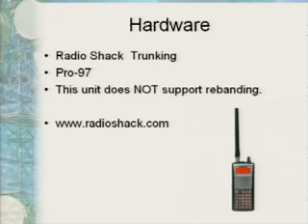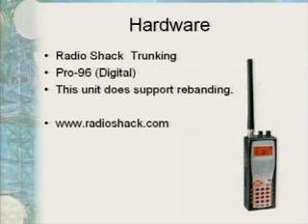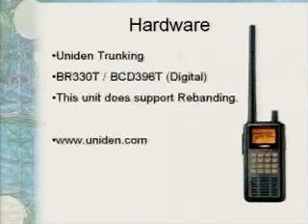Then we want to talk a little bit about hardware and what that means. This is one of the Radio Shack scanners. It's a trunking, it's a Pro 97. It's a very popular, one of their most popular scanners. If you happen to have this one, that's an eBay one. The Pro 96, that's another one of their popular ones. This one is digital, because there is a digital and analog. This one does support digital, and it's going to be supported by rebanding. Most of these are just firmware upgrades. Some of the Radio Shack ones, they're saying it might be an actual change of the hardware.